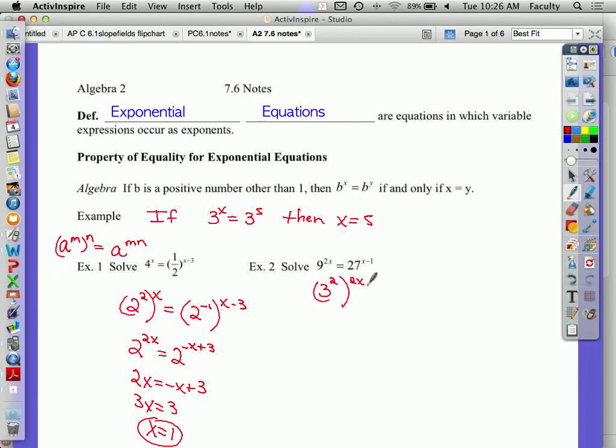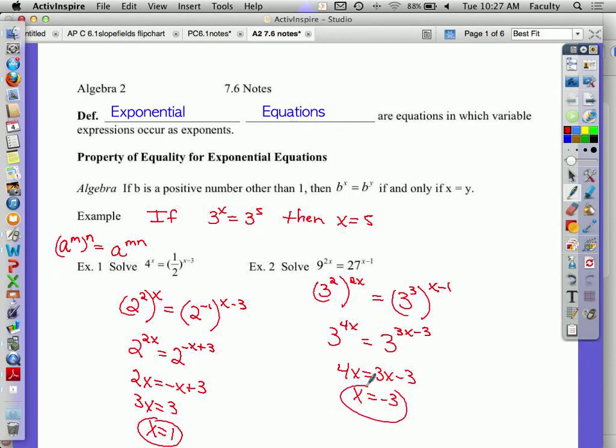You guys don't skip steps, okay? There's no rush to doing these. And if you skip steps, you're going to get yourself into trouble. So I'm going to rewrite 9 as 3 squared, so that's 3 to the 4x. I'm going to rewrite 27 as 3 cubed. Now be careful on this one, because you take 3 times the x minus 1, so that's 3x minus 3. Now the exponents are equal, so x is negative 3. Okay, any questions on that one?